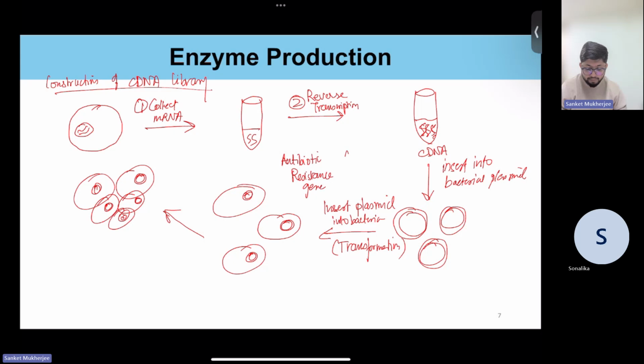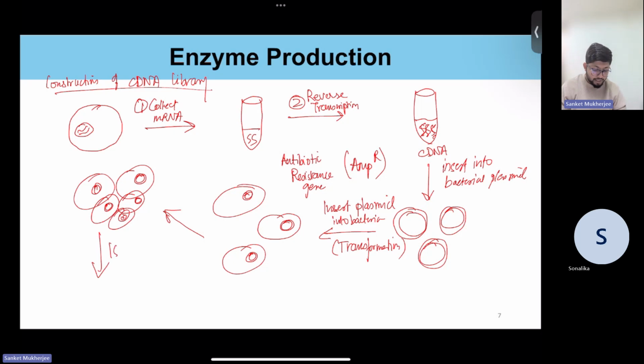So for example, it might have an ampicillin resistance. So the bacteria which will have your plasmid will be resistant towards ampicillin. So when you grow it in a media which contains ampicillin, only the bacteria which have the plasmid will grow. So that is how you screen it.